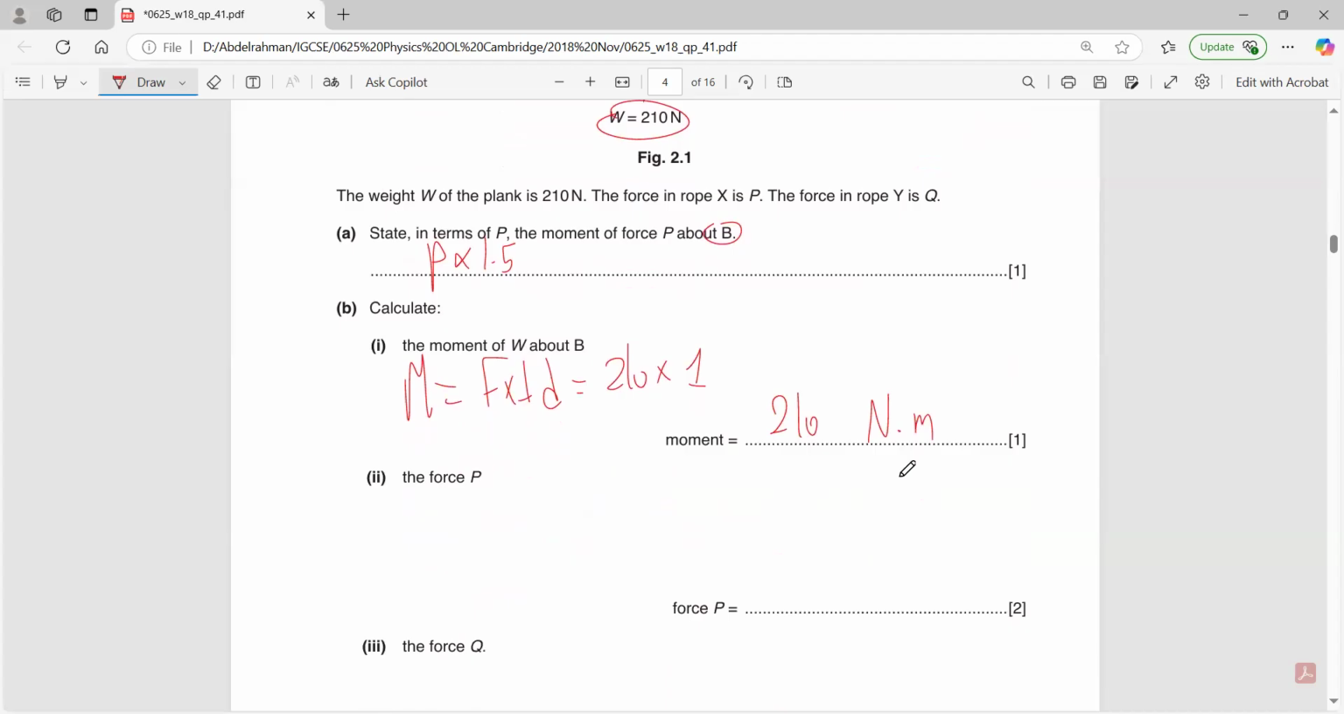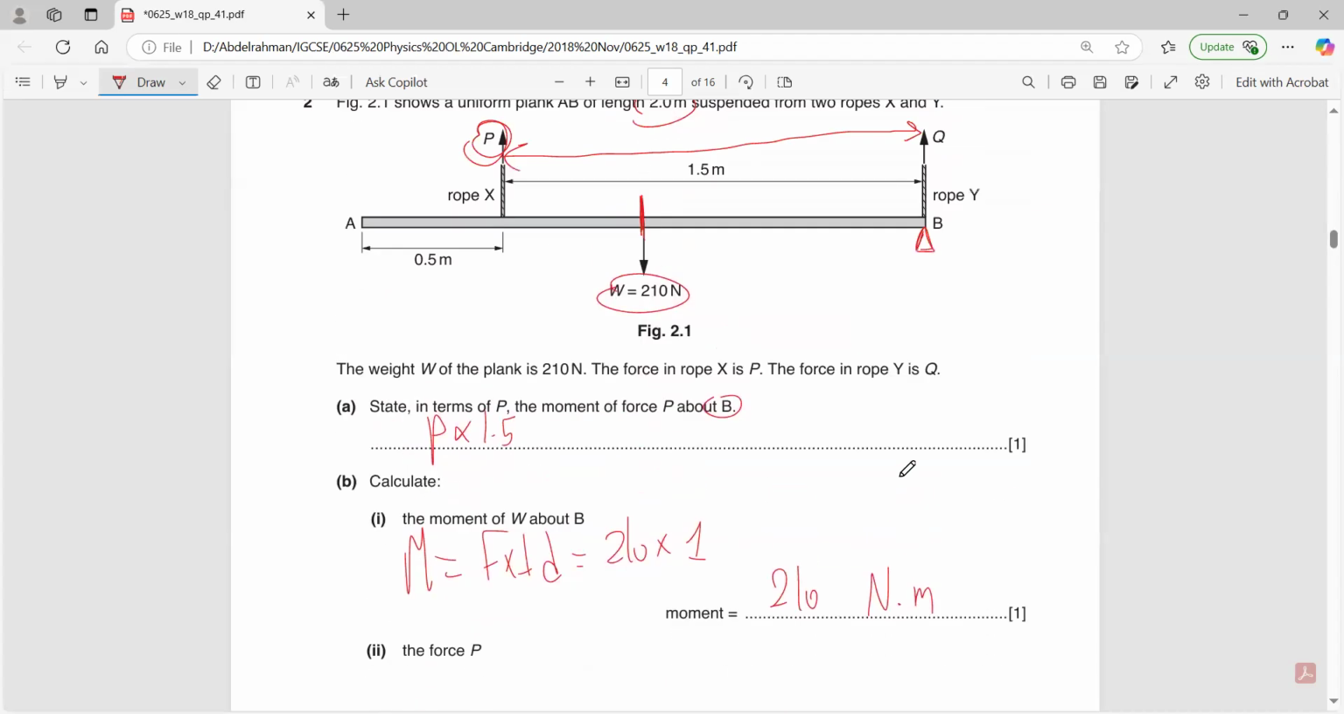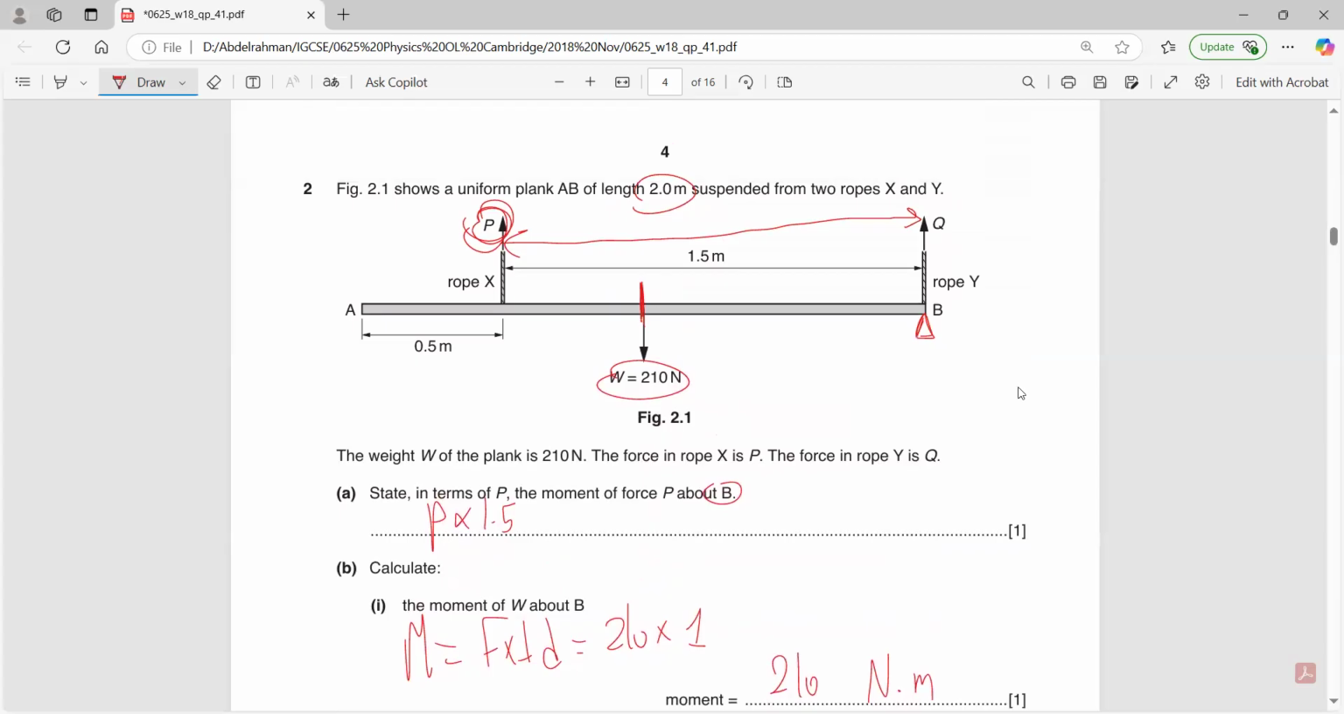Force P. Can I find the force P? Yes, I can find the force P. How can I find the force P? Clockwise moment equals anti-clockwise moment. P is exerting a clockwise moment, and W is exerting an anti-clockwise moment.